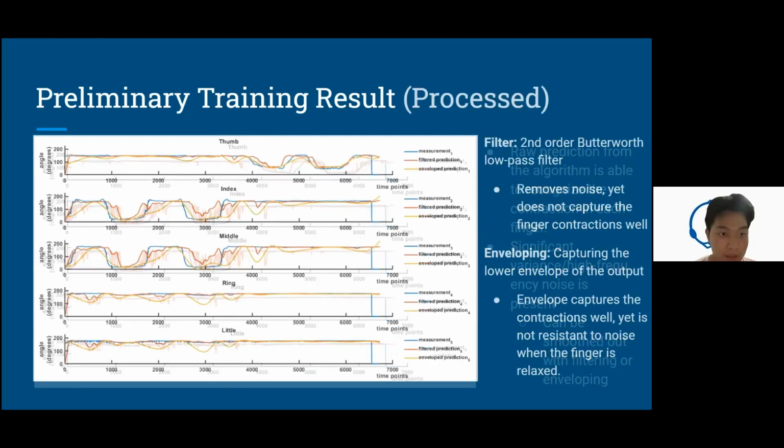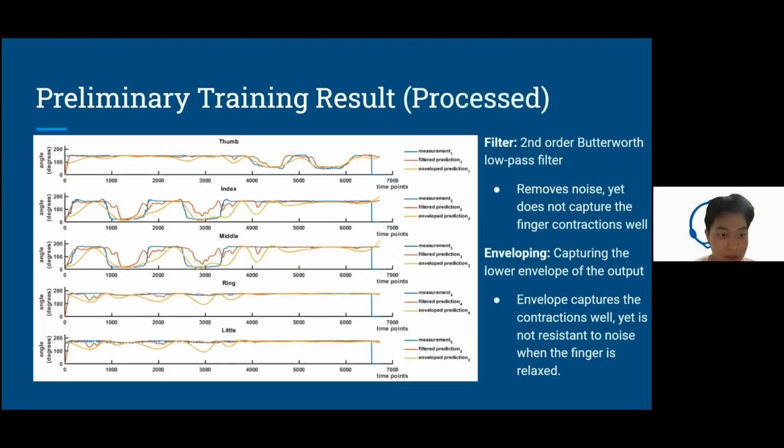In this plot, the blue curves are still the ground truth, whereas the orange curves are the filtered predicted data curve, and the yellow curve is the lower envelope of the predicted data curve. The filter we used to remove high-frequency noise is a second-order Butterworth low-pass filter. As for the envelope, we used the MATLAB envelope function to capture the lower envelope, determined using spline interpolation over local minima of the signal.